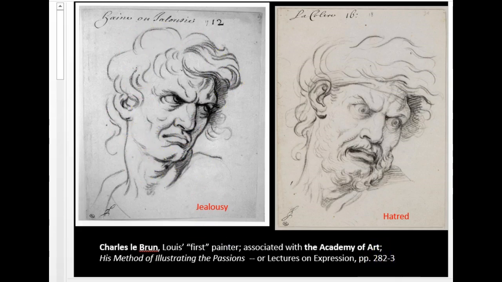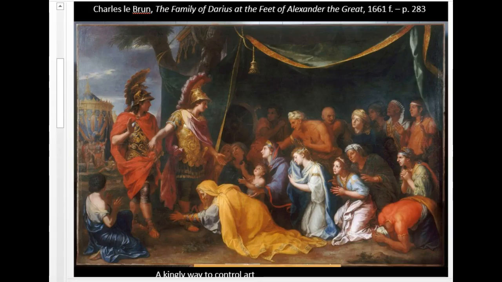And you can read about this in the textbook. So if a painter wanted to show a jealous character, this is how they do the brows and the mouth, hatred like that, rapture like this, etc. And in any event, we can see this in this painting by Lebrun.